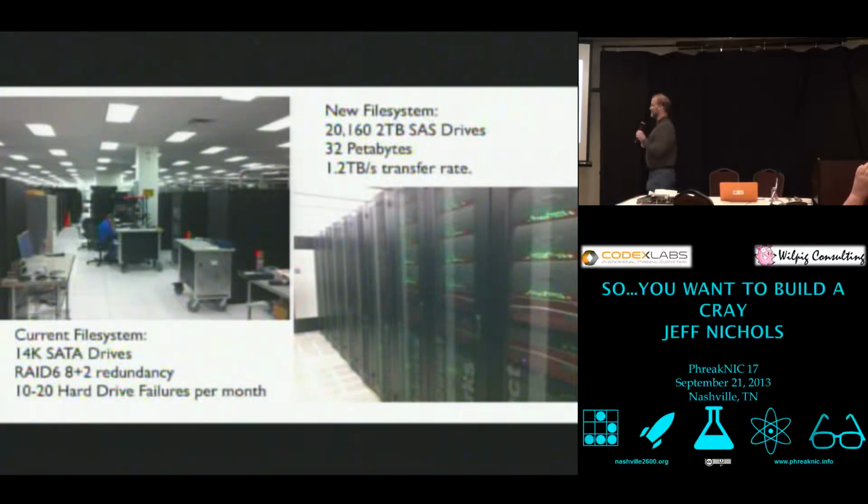Okay, so, a 1.2 terabyte per second transfer rate. And this is, I call it the beer cooler, but yeah, they push the cold air up through here and then it exhausts out through the machine. So this is a cold environment, and the room's not all air conditioned, cooled. It's really cold in this room.